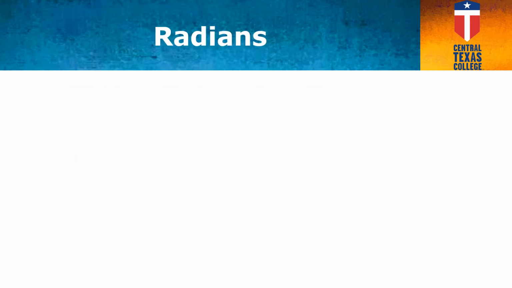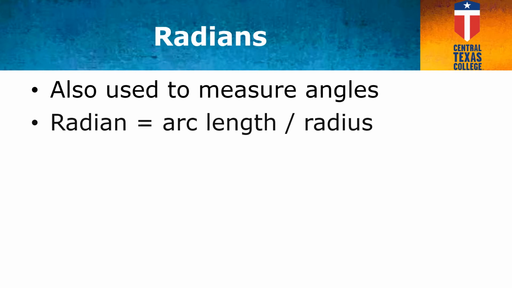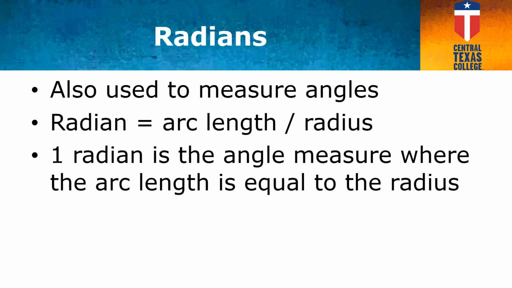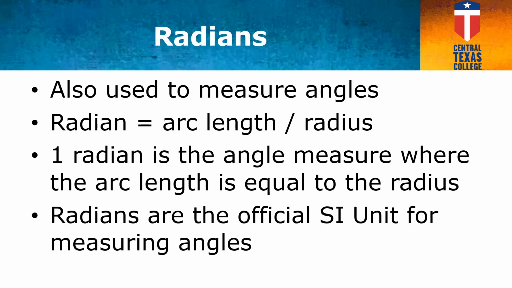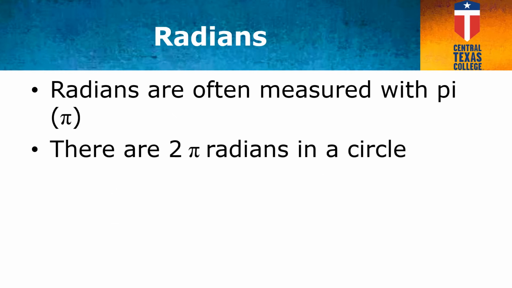Let's also go over radians. Radians are also used to measure angles. A radian is equal to arc length divided by radius. 1 radian is the angle measure where the arc length is equal to the radius. Radians are the official SI unit for measuring angles. Radians are often measured with pi, and there are 2 pi radians in a full circle.